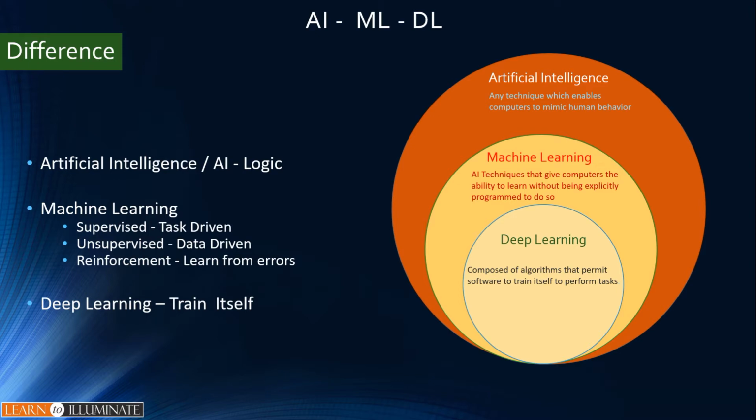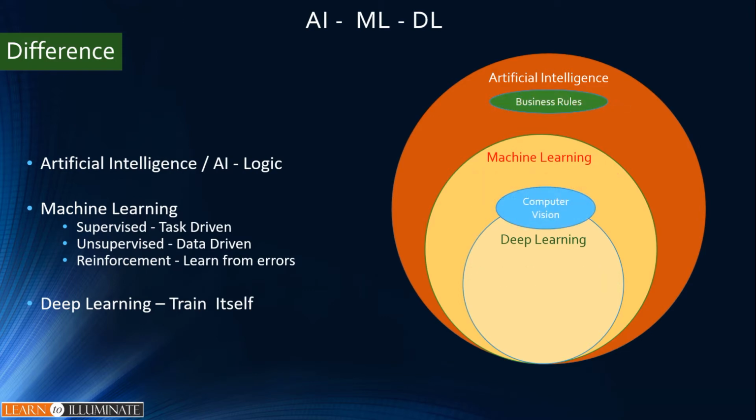The third one is deep learning. These techniques allow it to train itself to perform some task, for example, image, video, or voice analysis. Overall, artificial intelligence uses business rules. Machine learning and deep learning use computer vision.